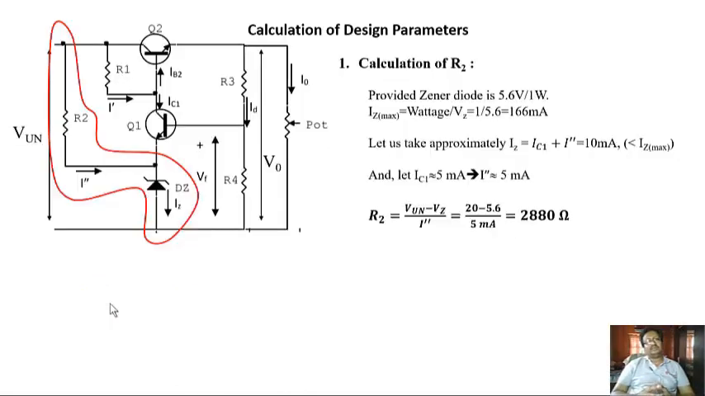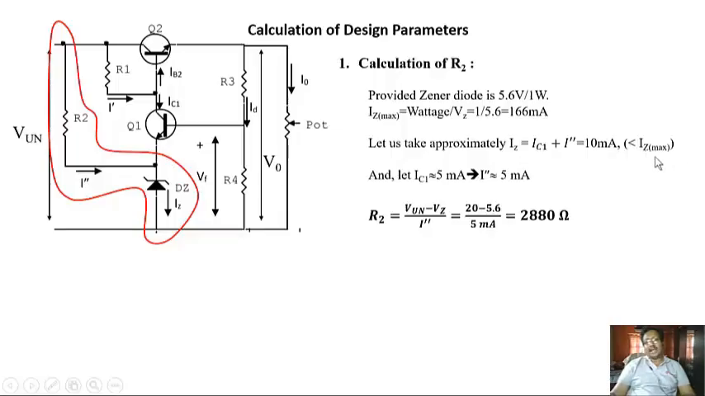This is the detailed calculation for different circuit components. Let us calculate the value of R2. That can be done by applying KVL at the Zener circuit. The Zener diode is 5.6 volt, 1 watt. That means the maximum Zener current allowed can be calculated using this formula. It comes out to be 166 milliampere. Let us take approximately IZ equal to 10 milliampere, which is required for the Zener breakdown, and IZ should be less than IZ max, which is 166 milliampere.